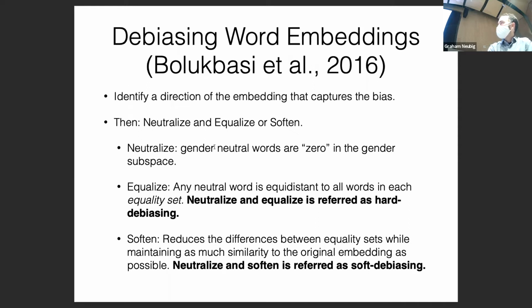You can do this by neutralizing, so the gender neutral words are 0 in the gender subspace. You can make sure that any neutral word is equidistant to all of the words in each equality set, so that words like nurse and doctor are equidistant to male and female. And you can also reduce the differences between equality sets while maintaining as much similarity to the original embedding as possible.